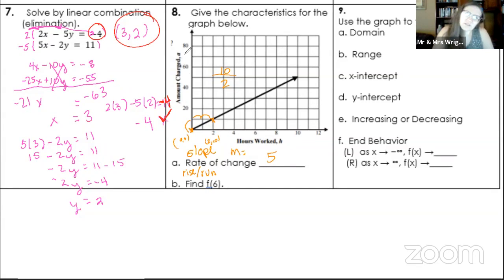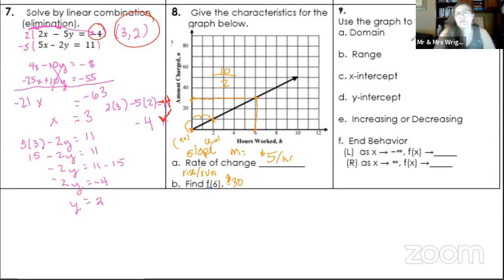Amount charged, I think that's in dollars. So in the hours worked, amount charged, hours worked is $5 per hour. All right, so find f of 6. So you're just going to go, okay, well, f of 6, this is the x value, since it's inside the parentheses right here, and we're going to go up and look at this. Okay, it is 30. F of 6 is $30.